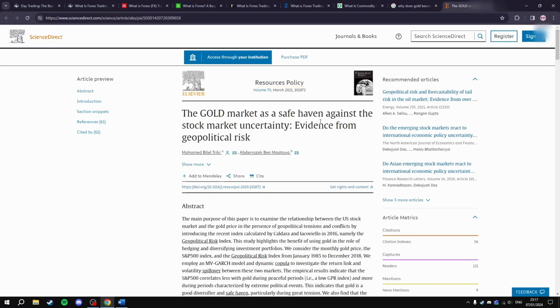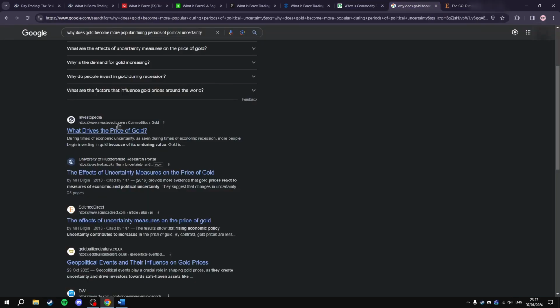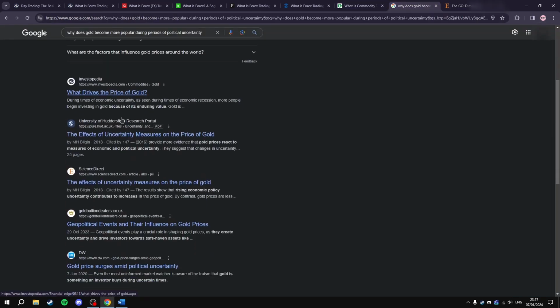Damn, there's like science papers written on this. Science journals, I mean. What drives prices of gold? Because of its enduring value.